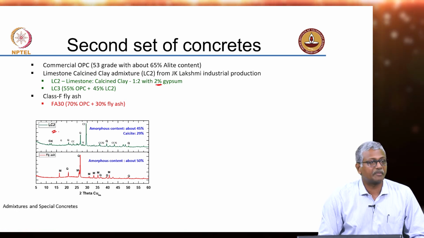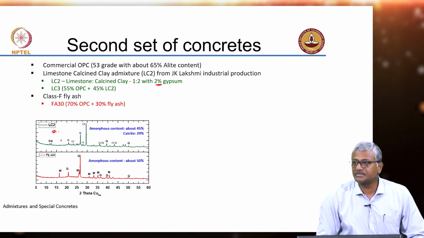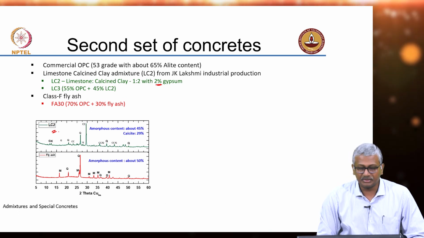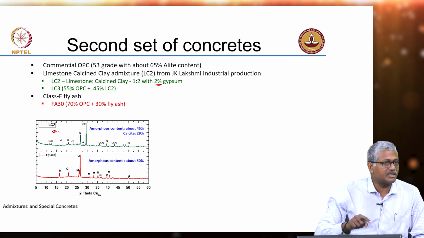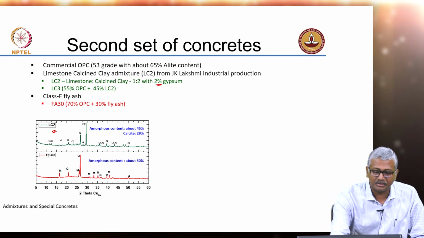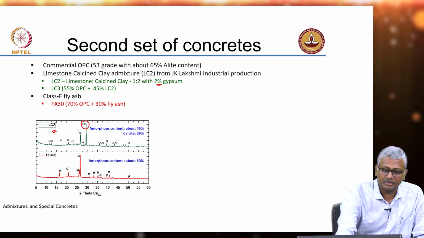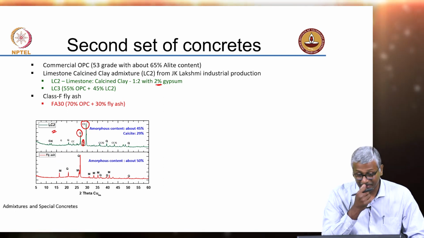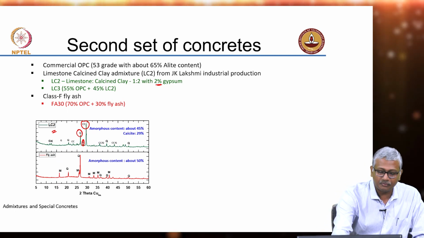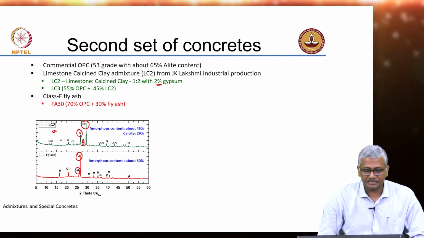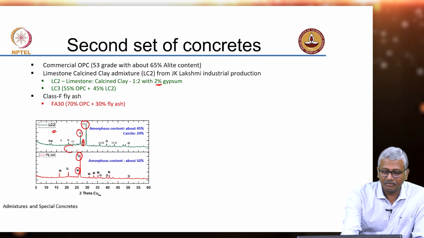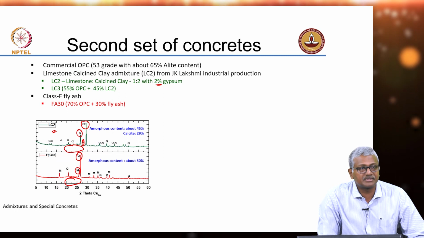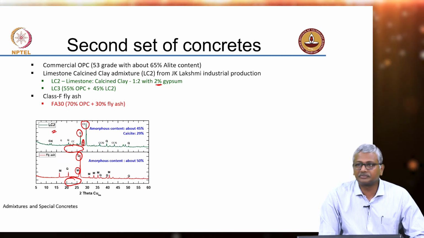So, here again you can see the LC2. What kind of a pattern is this, what experiment is this? X-ray diffraction. So, the distinct peaks that you see are from crystalline materials that are present. So, you see the peaks for calcite or calcium carbonate, you see the peaks for quartz, and you see some peaks for gypsum also. Okay. In the case of fly ash, you see the peaks for quartz, you see the peaks for mullite. Okay.